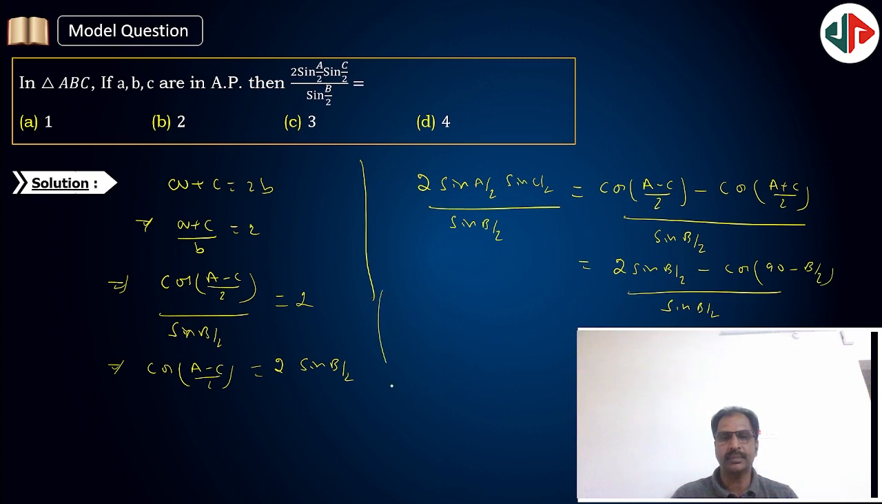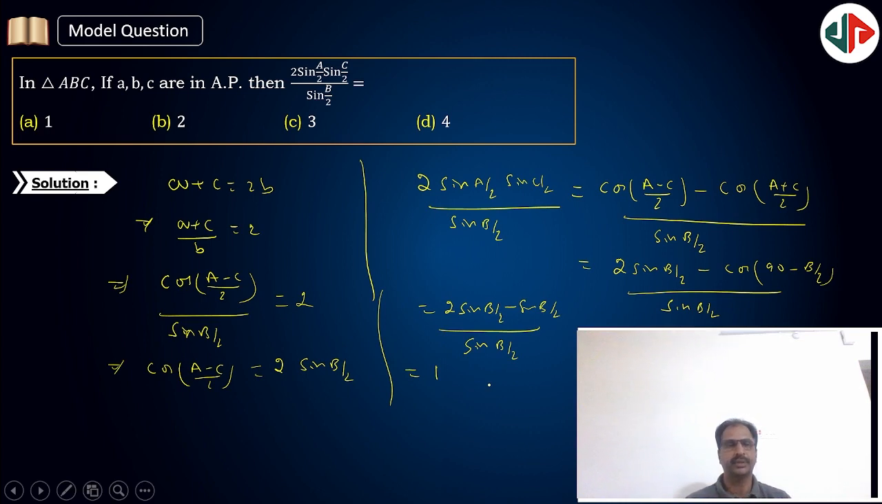What is cos (90 minus theta)? Sin theta. So 2 sin B by 2 minus sin B by 2, by sin B by 2. So the numerator is 2 sin B by 2 minus sin B by 2, which is sin B by 2, and sin B by 2 by sin B by 2 is 1. Option A is correct.